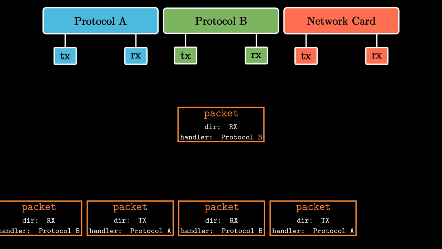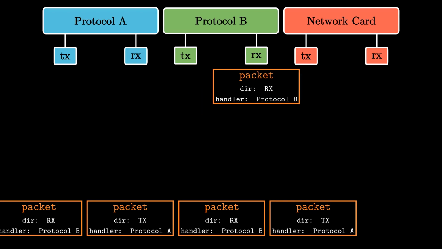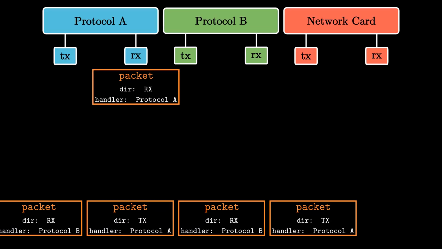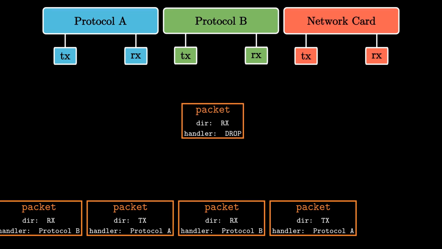Let's now pick a packet off the head of the queue. This time it is an RX packet, and we pass it to the appropriate function. As before, this function will modify the handler to tell the protocol manager which RX function the packet should be passed to next. Once returned, we then pass it to protocol A's RX function. At this point, there are no more protocols left for the packet to visit. Any user data that the packet has is passed to the user, and the packet handler is set to drop. Once the packet is passed back to us, as before, we destroy the packet.